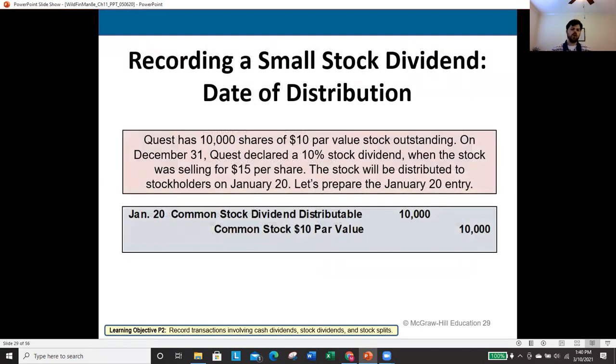Now, when we have the date of distribution, let's see what that journal entry looks like. And I think we can pick it out from the table we just saw, but it is a debit to common stock dividend distributable, getting rid of that liability and then crediting common stock for the $10 in par value.